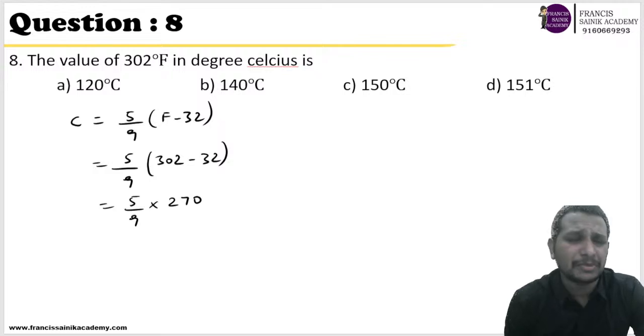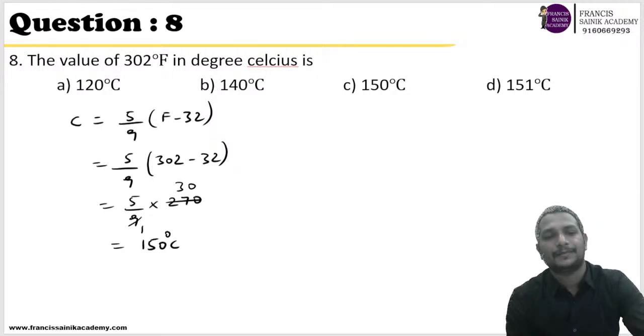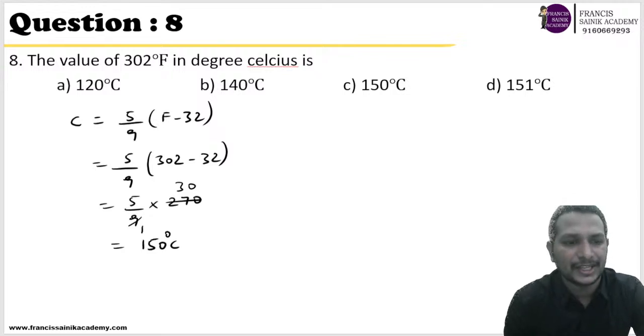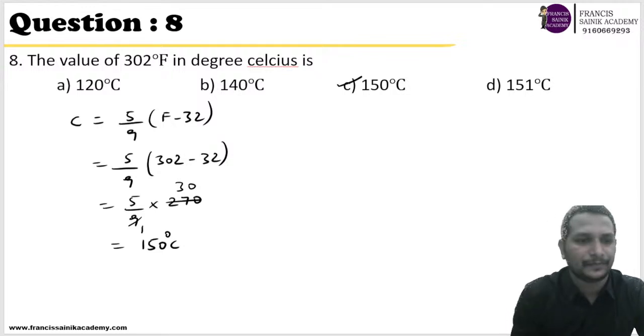Sometimes the calculation might be easier, sometimes it might be difficult. Okay, so be careful with the calculation. 9 ones are 9, 9 threes are 27, so 5 times 30 becomes 150 degree Celsius. Okay, next, coming to the next question. Here the correct option is option C.